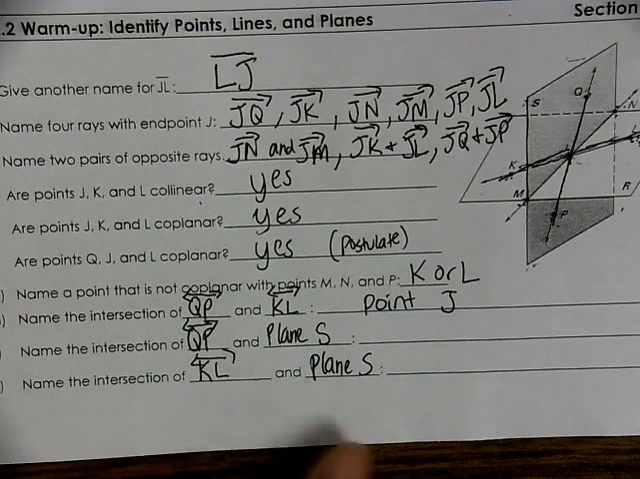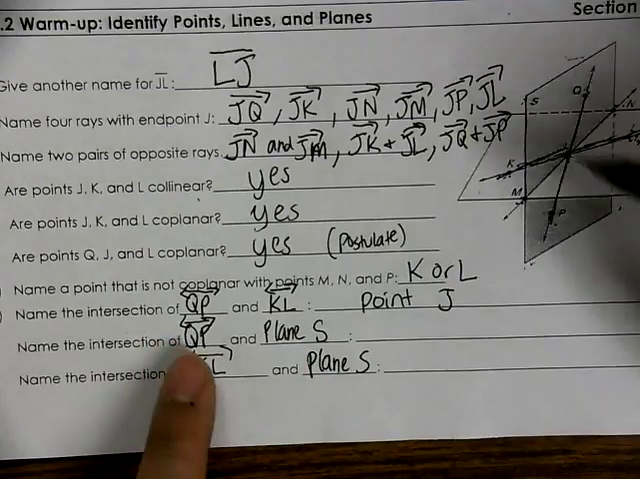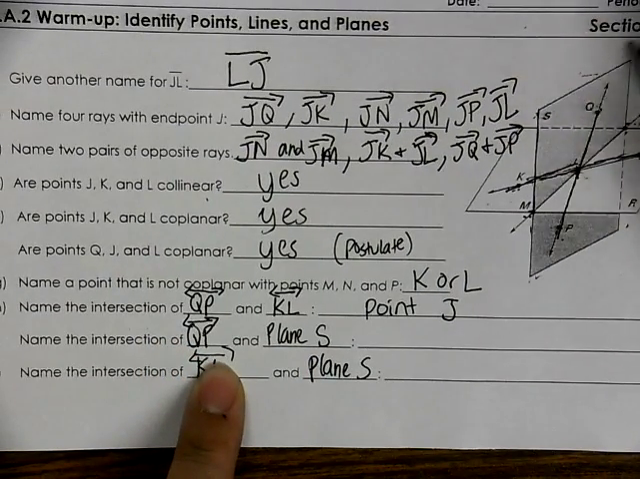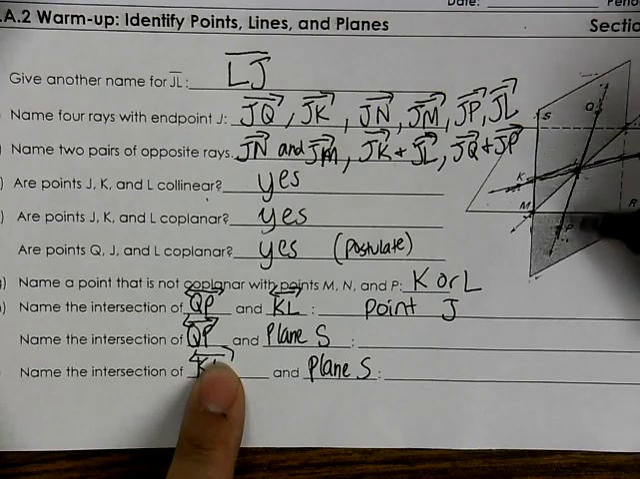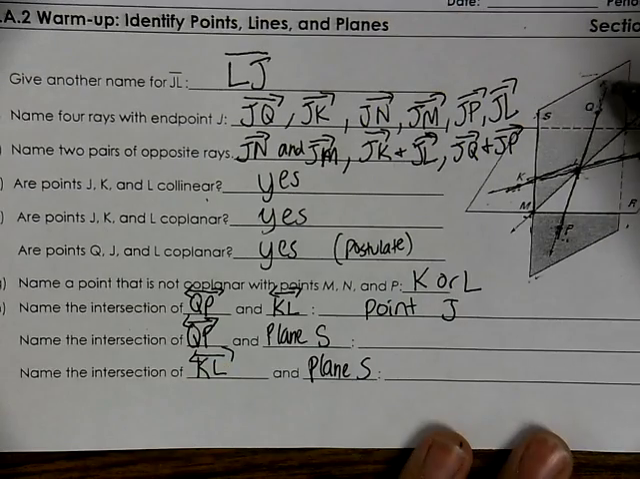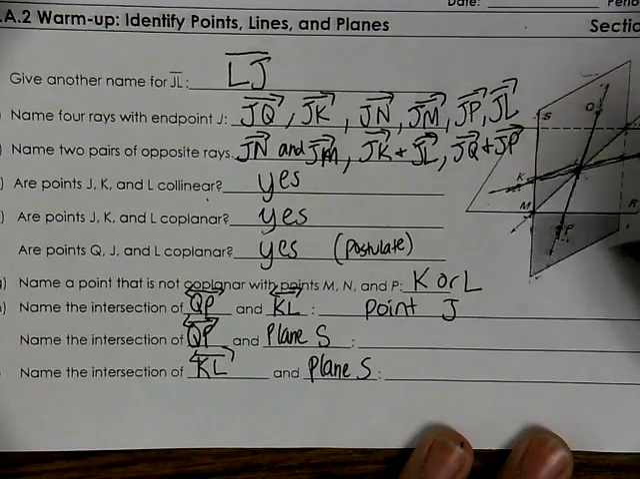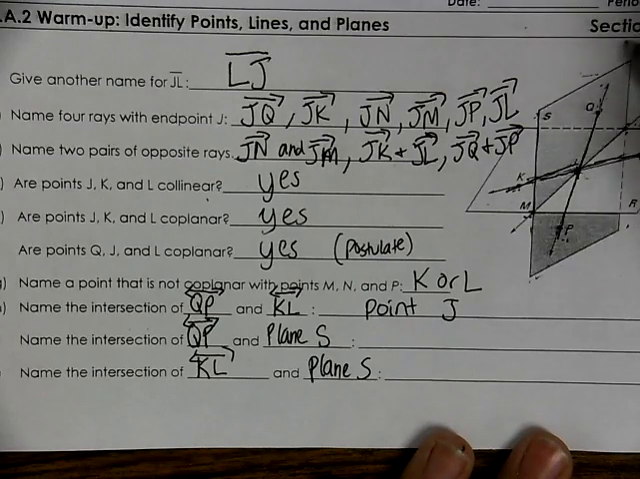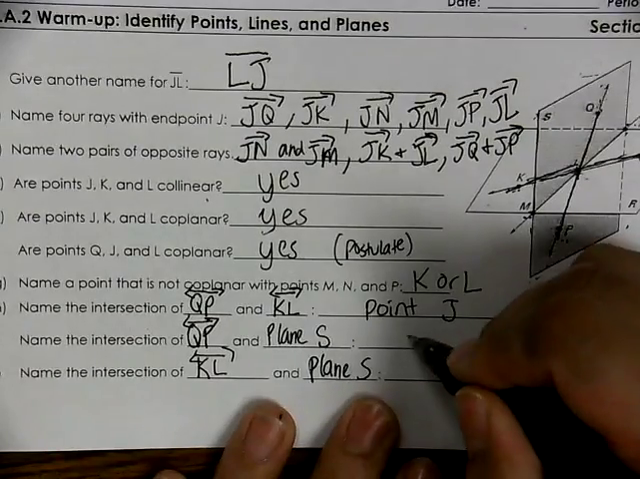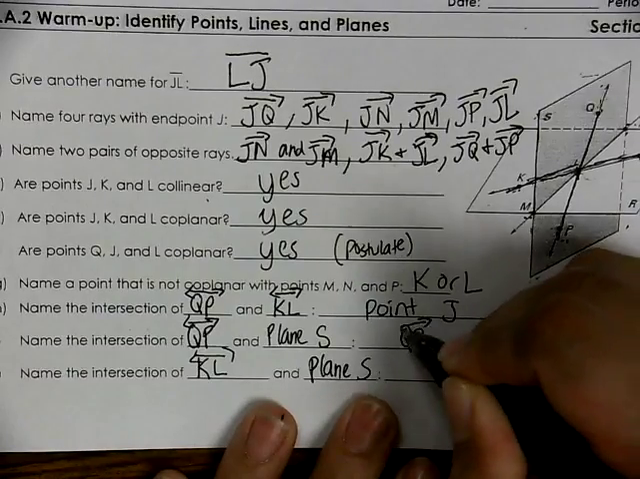Now on to the next few that get a little bit more challenging because of the planes. This time I have my plane S and line QP. Because this line is on the plane the entire time, the intersection will just be that entire line, line QP.